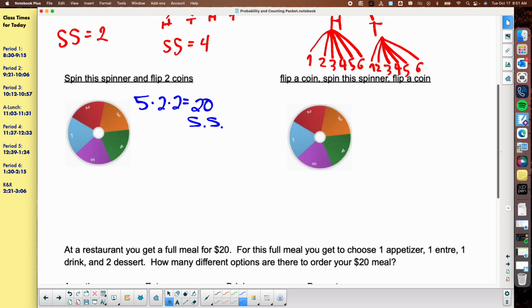Flip a coin, spin a spinner, flip a coin. Same thing. Isaac. No. Flip a coin first. 2, 5, 2, 20.